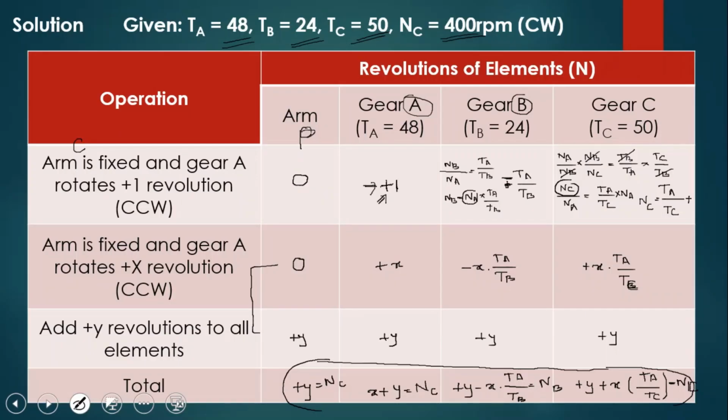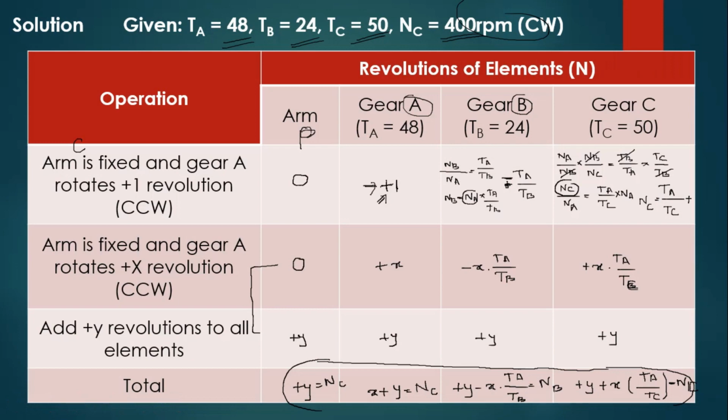So, here N_P arm N_P is equal to plus y. So, what is the value here? 400 RPM clockwise. Clockwise means minus 400 RPM. This is the speed of the arm, right. Then N_A, the speed of A, is equal to x plus y, and this is the second equation.